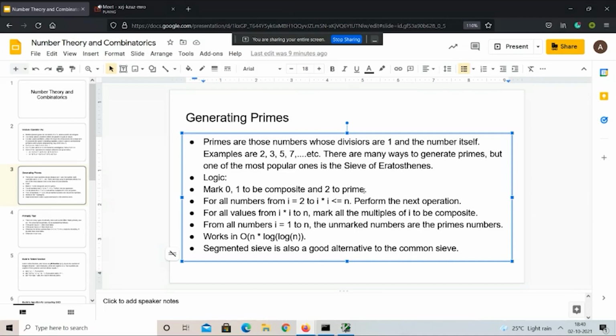Mark 2 as prime, and for i equal to 2 while i squared is less than or equal to n, that is the limit, perform the next operations. That is, for values i squared to n, mark all the multiples as composite, and the remaining unmarked numbers are said to be prime. Okay, so I think many of you might not have understood what it is. I will explain this.